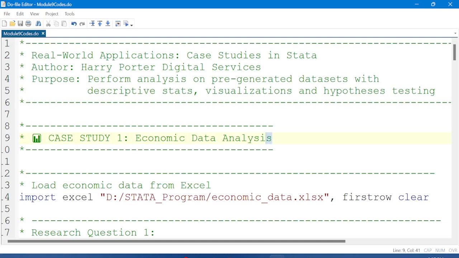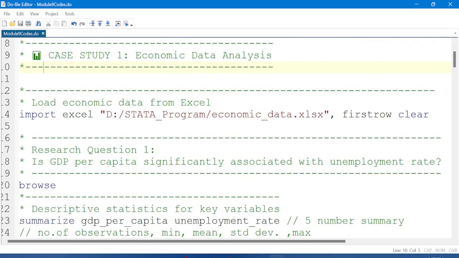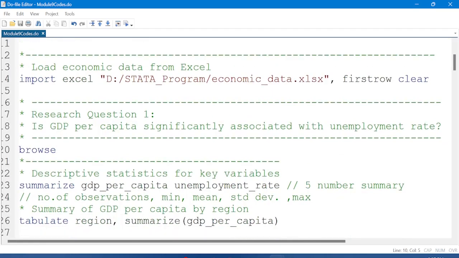We are starting right away with case study number one. And case study number one deals with economic data. And we need first of all to load this data. Data is called economic_data.xls. And for each and every dataset, we are having a unique research question.